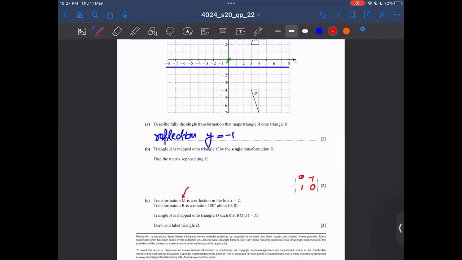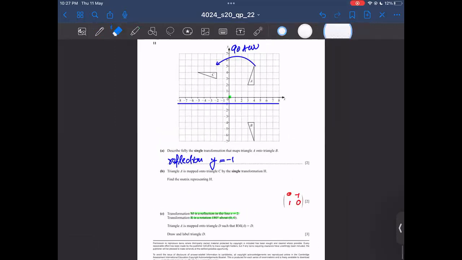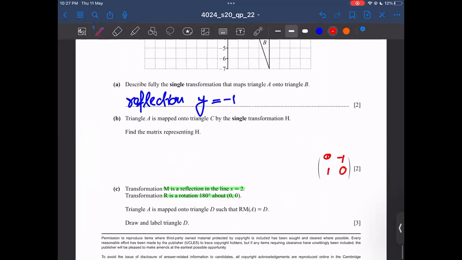transformation M is the reflection of the line x equal to 2. All right. Then transformation R is a rotation of 180 degrees about the origin 0, 0. Triangle A is mapped onto triangle D such that RMA is equal to D. Draw and label the diagram D. Okay. So when it says RMA, R is the rotation and M is the reflection. So what is first, right next to the A triangle? That is M. So first we are going to do the M, that is the reflection.